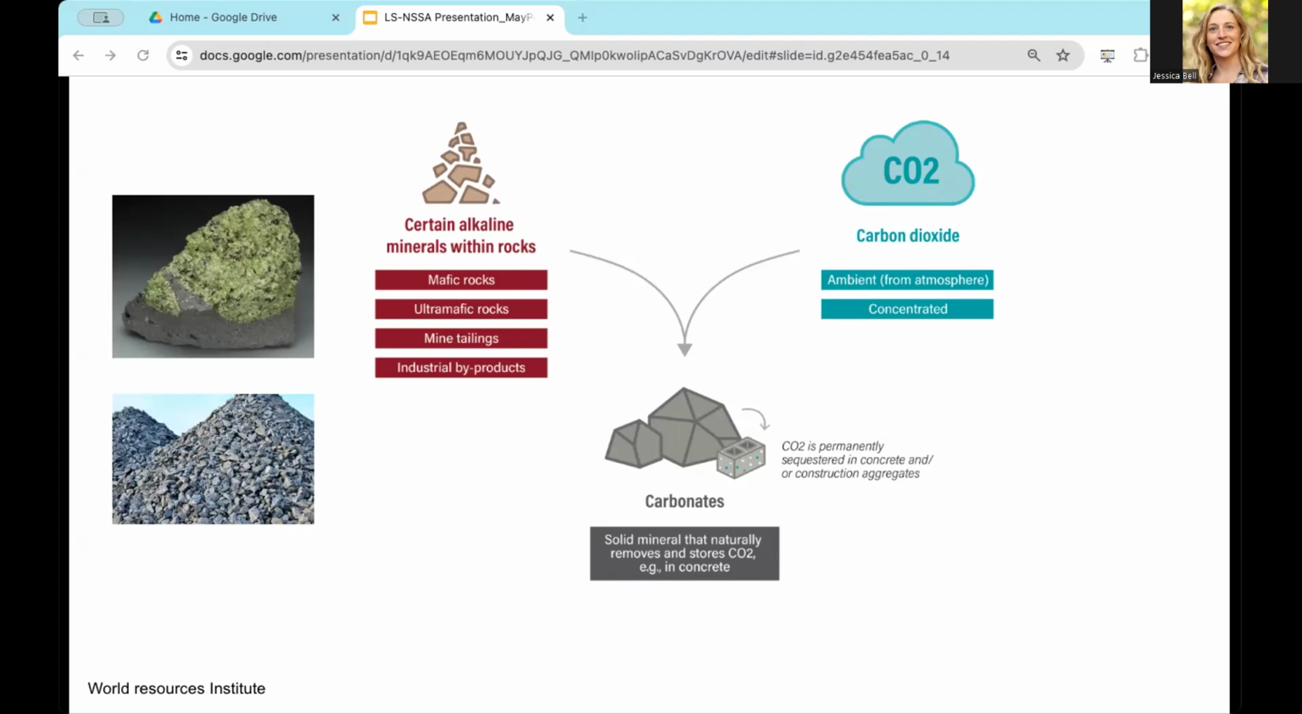So the representative minerals are mafic rocks or ultramafic rocks, and those are naturally existing materials, but we are focusing on construction materials. And thankfully, the cement itself is a really good alkaline mineral. So can you go to another slide? Yeah.